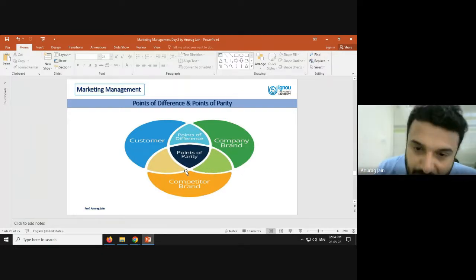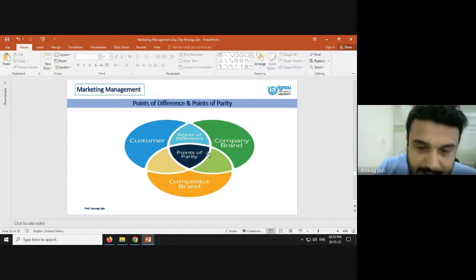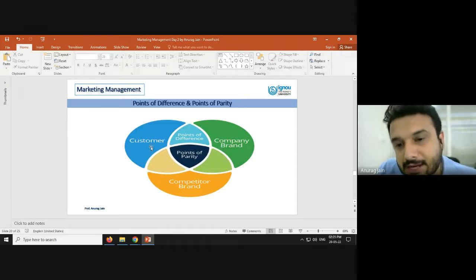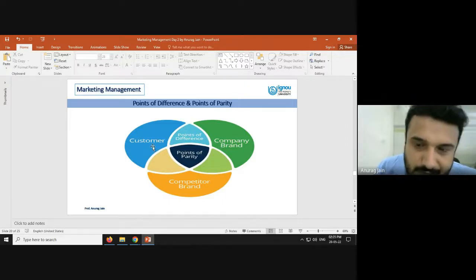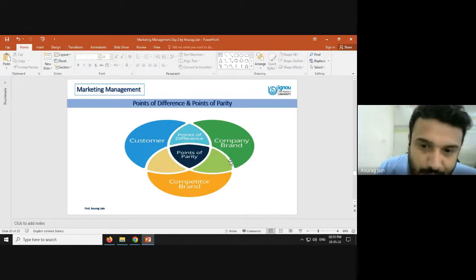And this is an overlapping circle where you will get a good fit, where you will get a scope of doing business, where you will get a scope of introducing something new in the market, right? There are some customers who have some needs. They are looking for some products or services. And this is your company brand, which is offering something.